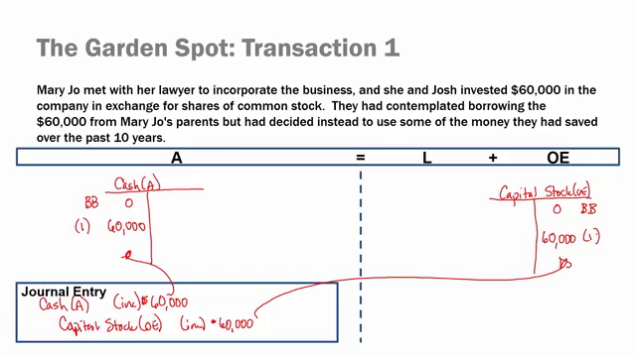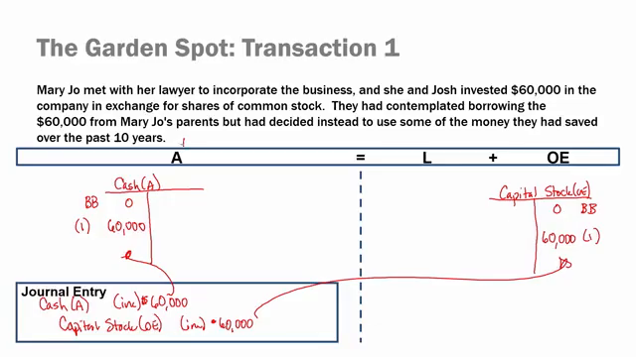Now remember, we always like to make sure that the balance sheet equation stays in balance after we record a transaction. So let's check to make sure that's the case. In this transaction, our assets increased by $60,000 because our cash balance went up. And our owner's equity increases by $60,000 because our capital stock balance went up. So both sides of the equation increase by $60,000, so the equation stays in balance. And we're quite happy about that.